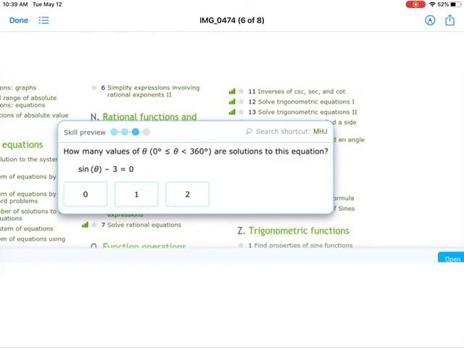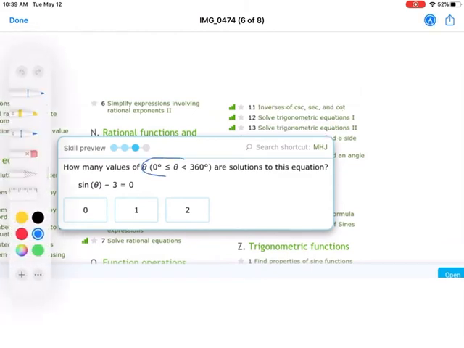0 to 360, that's a pretty big area. Take a look at that. 0 to 360, that's a full way around the circle. And it's just asking, how many values are solutions to this equation? So they're saying solve it, and then say how many solutions there are. So I'm just going to add 3 first. Again, get the trig function by itself. So we get sine of x is equal to 3.